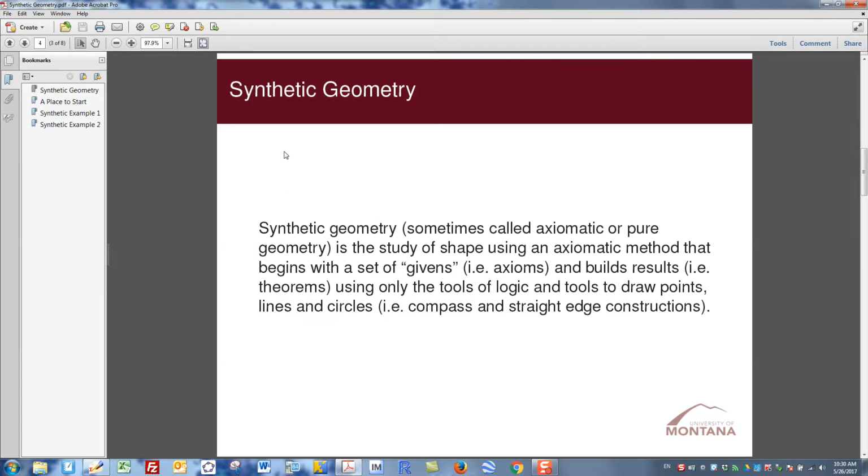So synthetic geometry, remember that this is sometimes called axiomatic or pure geometry. It's the study of shape using an axiomatic method that begins with a set of givens. Sometimes we call those axioms, or I prefer the word postulate because we're postulating that they're true. We're saying it's given. And it builds results. The results are usually called theorems. Sometimes we call them lemmas if it's a special case of a theorem. Using only the tools of logic and the tools that we use to draw points, lines, and circles. So that would be compass and straight edge constructions.